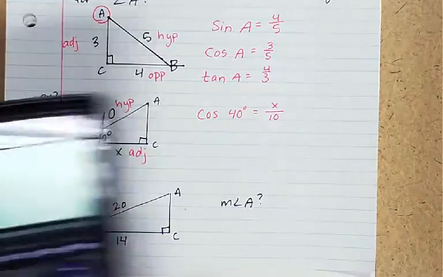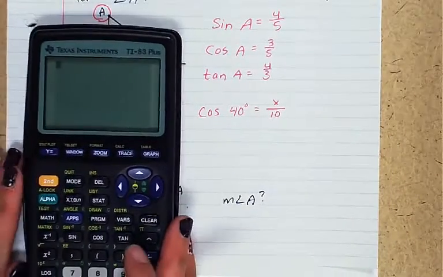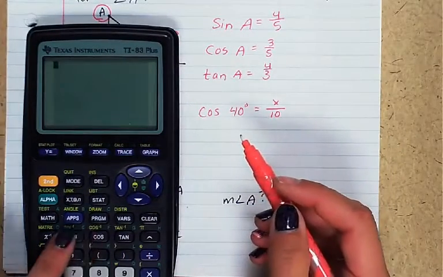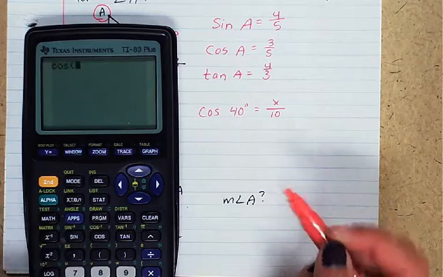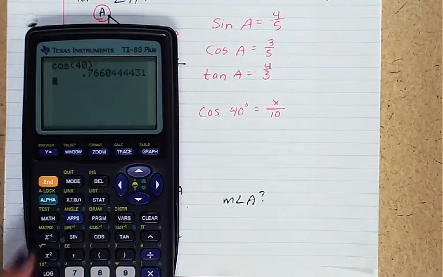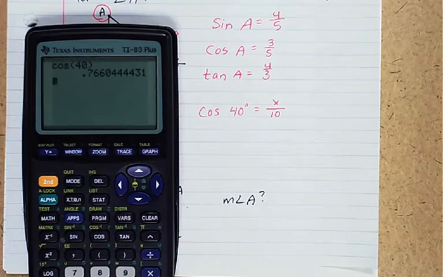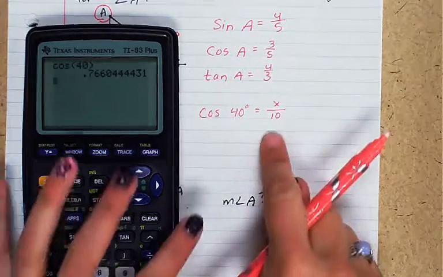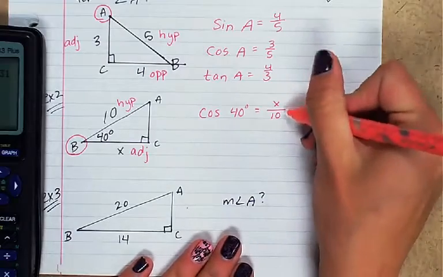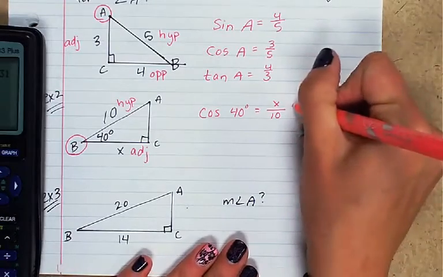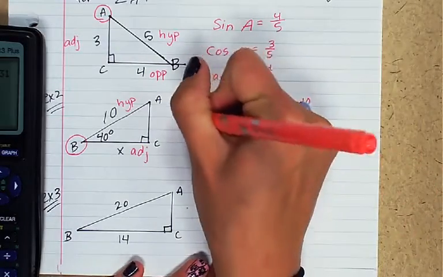Cosine of 40 degrees is just a value. There's a sine, cosine, and tangent button on your calculator. If I do cosine of 40 degrees, it's just going to give me a decimal. I'm not going to round it though, because then it's not going to give me an exact answer. So I'm just going to get x by itself and then worry about the cosine 40. So x divided by 10, to undo dividing by 10, we just multiply both sides by 10.